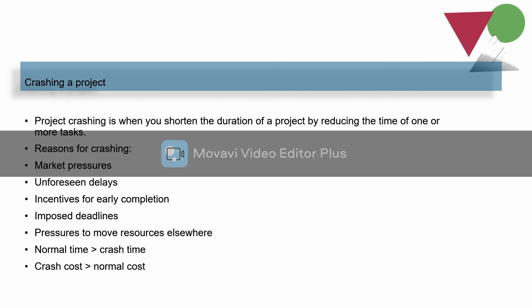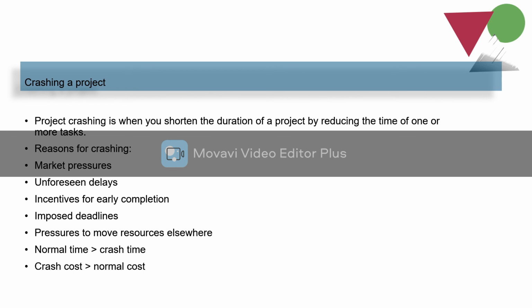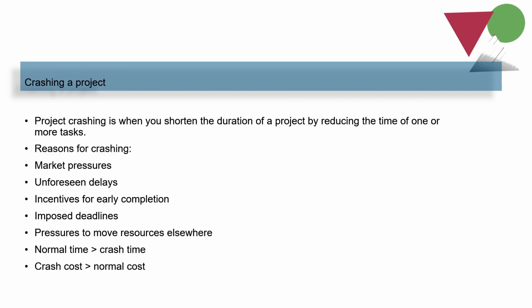Then moving to crashing a project. Project crashing is when you shorten the duration of a project by reducing the time of one or more tasks. The reasons for crashing are market pressures, unforeseen delays, incentives for early completion, imposed deadlines, pressures to move resources elsewhere. Generally, the normal time is greater than crash time and the crash cost is greater than normal cost.